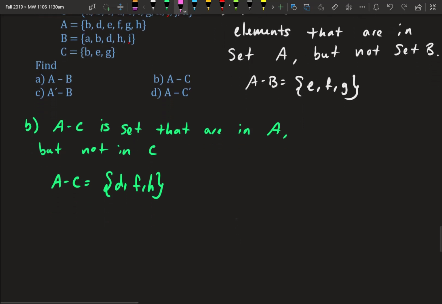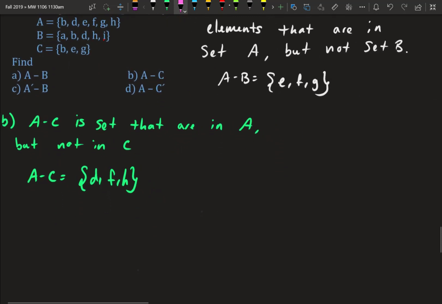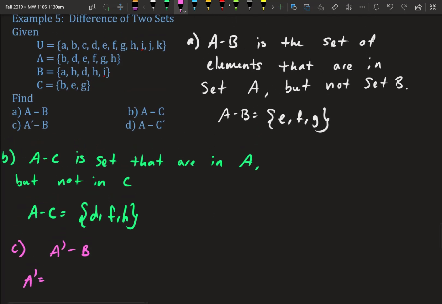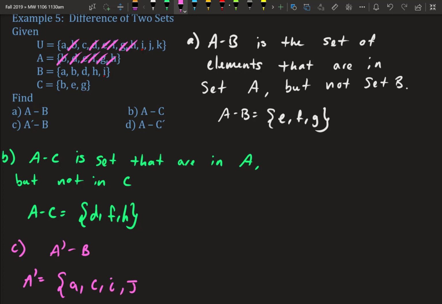Part C. So what's the complement of A minus set B? First, we need to find the complement of A. So what's in the universal set that's not in A? B they have in common, D they have in common, E they have in common, F, G, and H. So everything else is not in A. So A, C, I, J, and K.